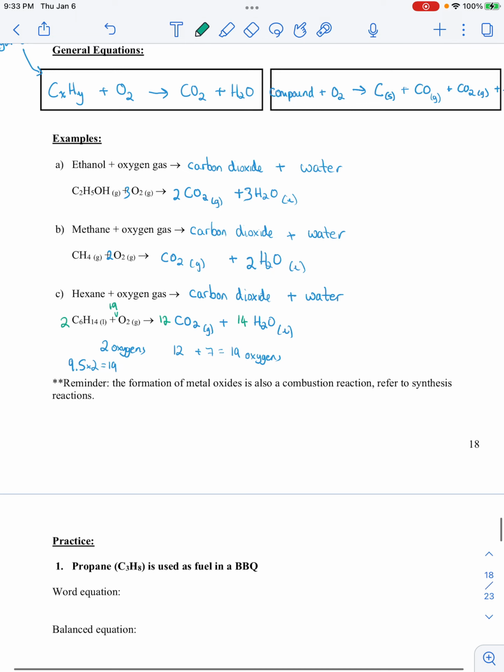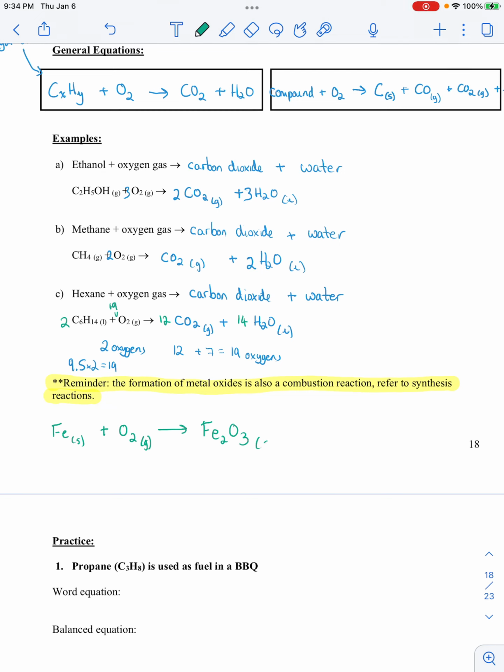Okay, and lastly, to wrap this up, one last reminder is that sometimes the formation of metal oxides is also a combustion reaction. We saw this in synthesis reactions. To jog your memory, if we have something like iron metal left in the presence of oxygen to rust, it's going to make iron oxide. So that's a synthesis reaction.